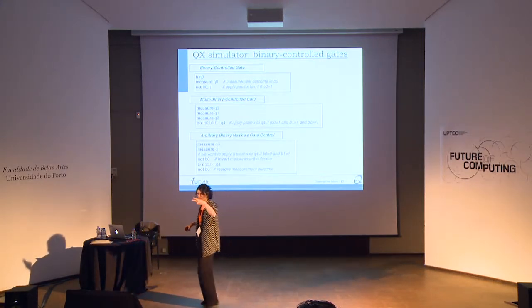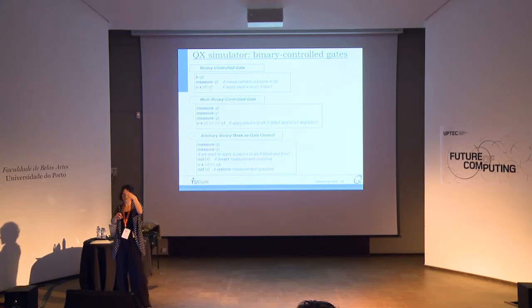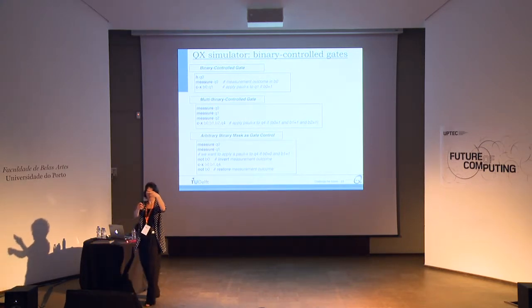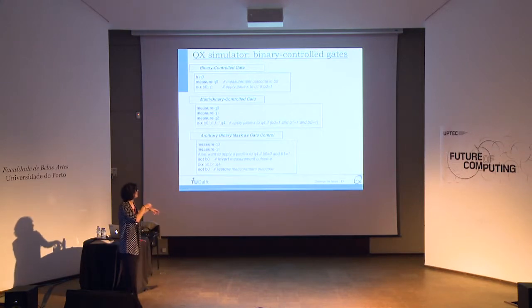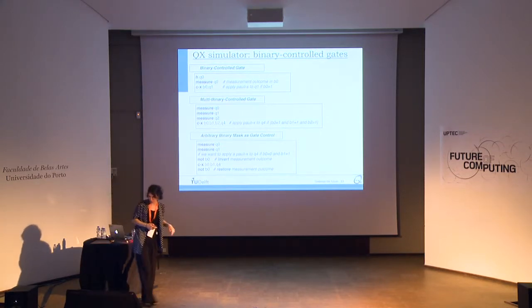Usually, when you bit flip the third qubit based on the measurement results of the others, you flip if the others are 1. But there is a possibility of inverting one of the measurement results and then flipping the third qubit, let's say, if the other two are 1, 0 or 0, 1.